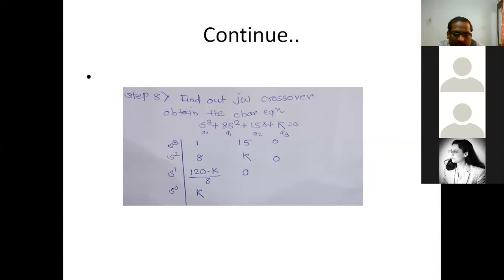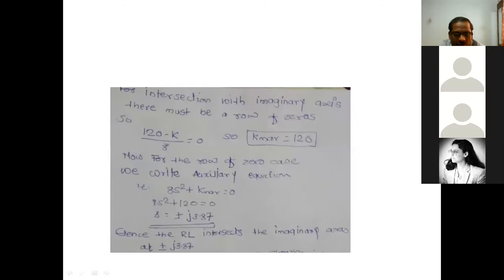Now we will try for the S1 row. In the S1 row, if you replace this term with 0, then you can say this S1 row is a row of 0. So let us consider this as 0. You compare this, 120 minus k upon 8, with 0, so that you can calculate the k value, which will be called the k marginal value. So 120 minus k upon 8 is equal to 0. So k will come out to be 120.